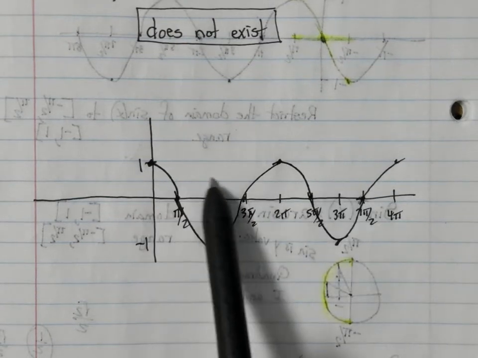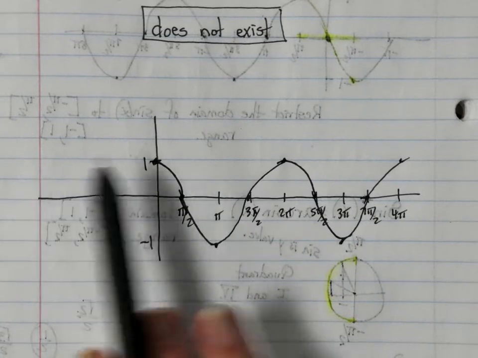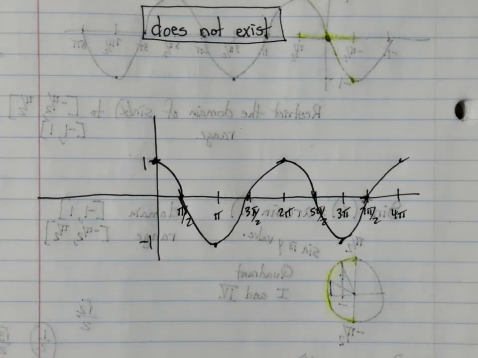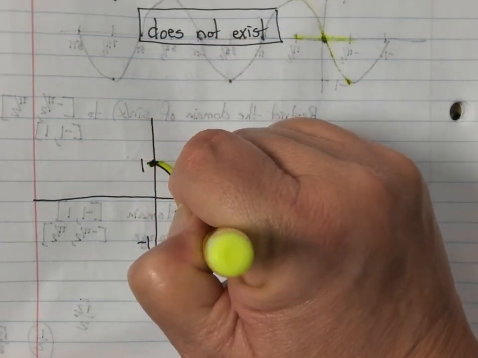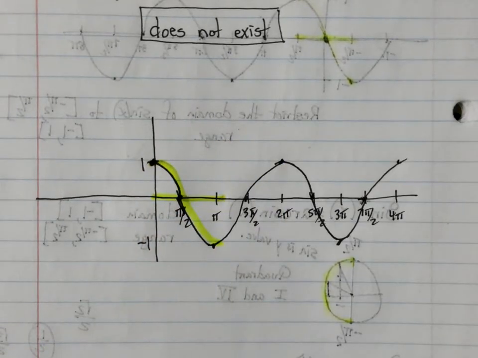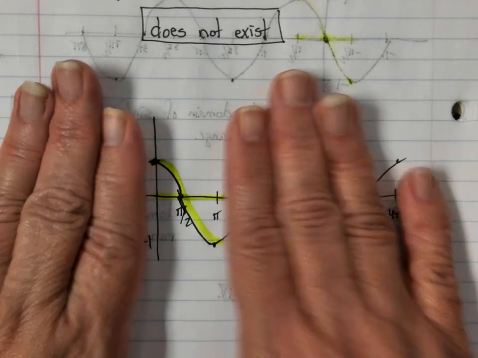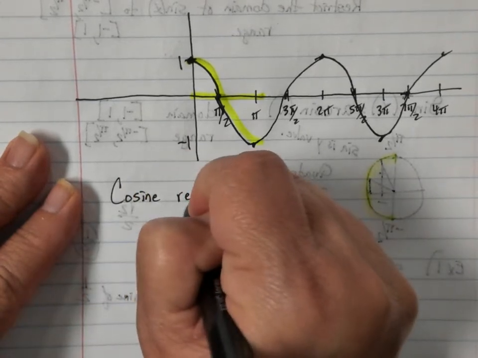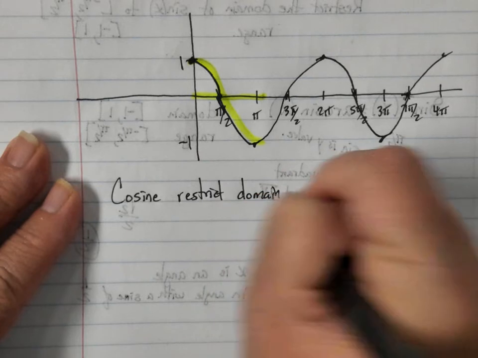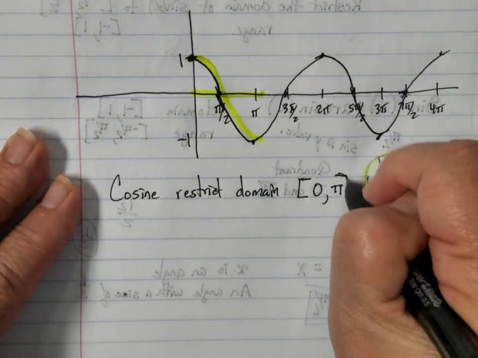So we can see that this would not pass the horizontal line test. So the inverse is not a function if we look at the whole domain. But we just wanted to restrict a piece of it. So if we restrict cosine from here to here, from 0 to pi, we'll be safe with the horizontal line test. So for cosine, we're going to restrict the domain to go from 0 to pi. Sorry, bracket.